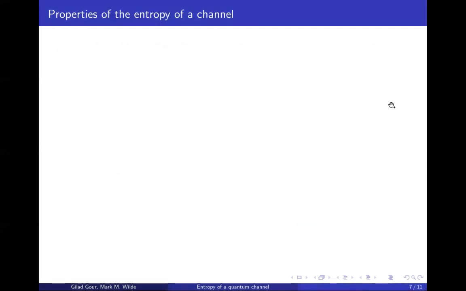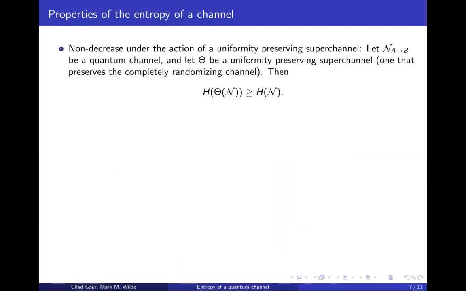Okay, so for entropy of a quantum channel, a reasonable axiom is that if a superchannel is uniformity preserving, then the entropy cannot decrease. By uniformity preserving, we mean that the superchannel preserves the completely randomizing channel, the completely depolarizing channel. So if you input to the superchannel the completely depolarizing channel, and it's uniformity preserving, then the output is a completely randomizing channel. So why is that reasonable?